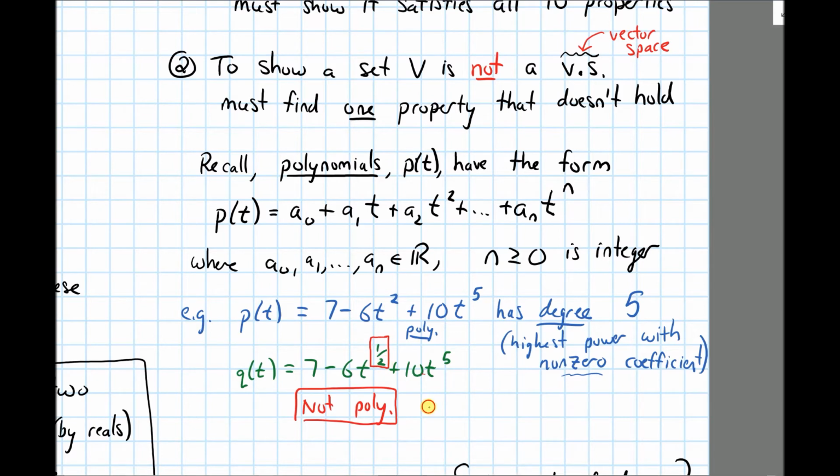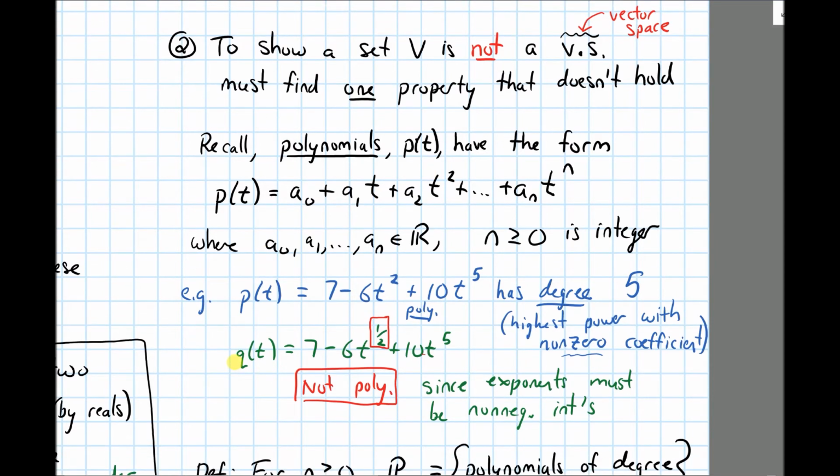So this is not a polynomial since the exponents must be non-negative integers for it to be a polynomial. So q of t is not a polynomial, but p of t was. q of t is actually something called an algebraic function.